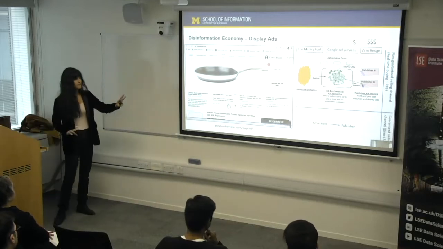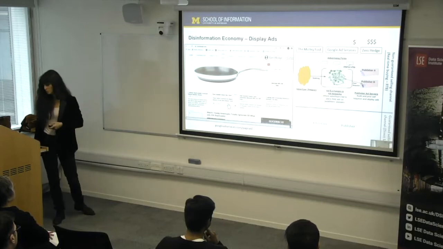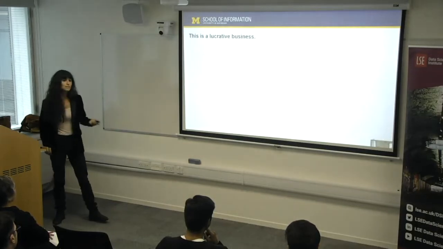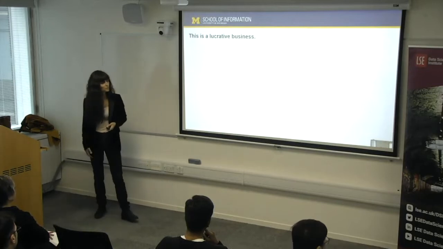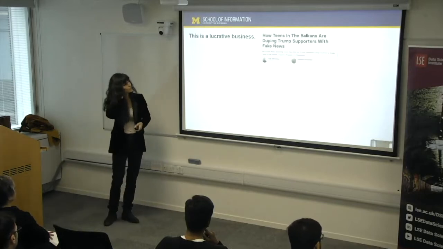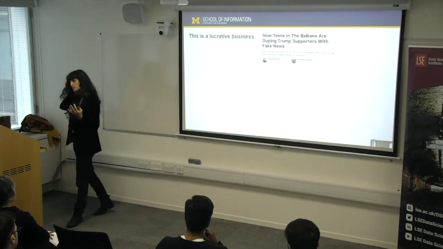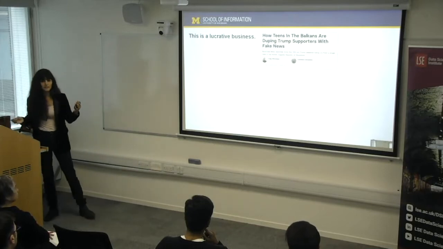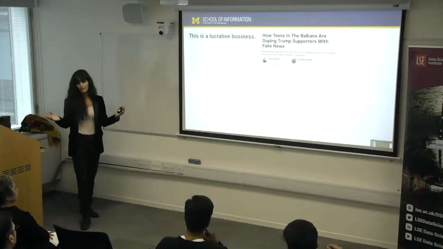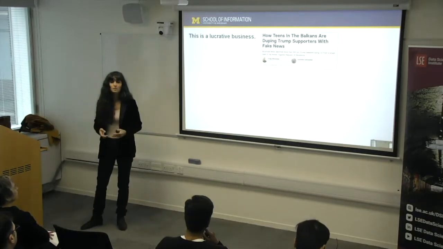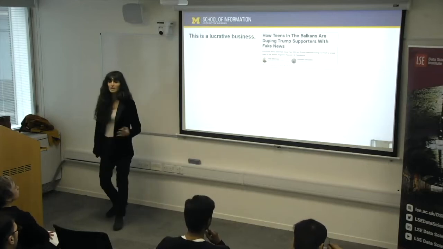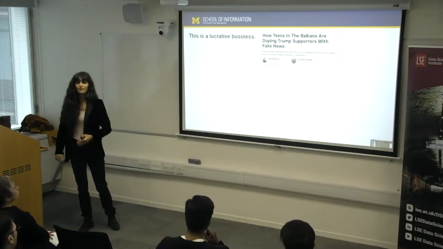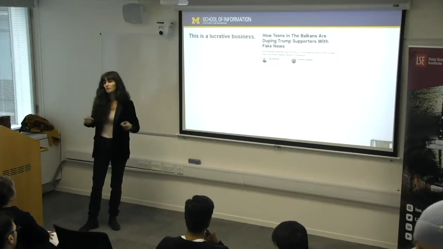So this is the space, and as you might guess, this is a very lucrative business, right? So for instance, following the 2016 elections, we were seeing all these news stories about the teens in the Balkans that were absolutely not ideologically aligned one way or another, but they were producing content that was aligned with Trump supporters, bringing them to their site, and then basically getting a lot of money through ads.